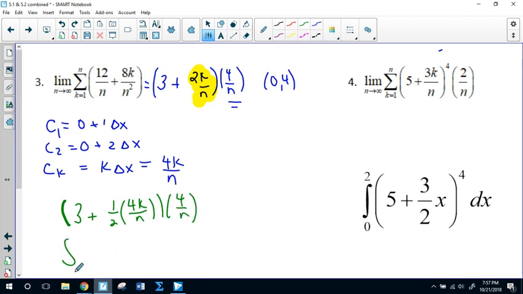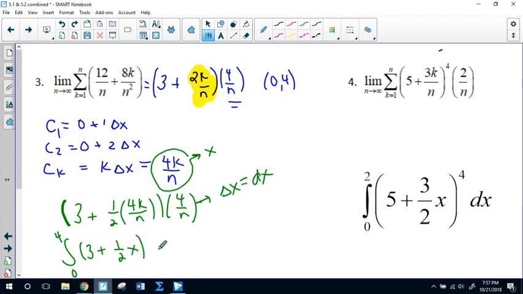So now, okay, bounds are from 0 to 4. 3 doesn't have anything to do with 4k over n. So that's there. And remember this thing, the c sub k, that is your x. You're looking for that in the problem because that's going to be filled in with an x. So this is just 3 plus 1/2 x. And remember, this was your delta x, which in the world of integrals is dx. So dx goes there. I hope that's starting to make some sense.